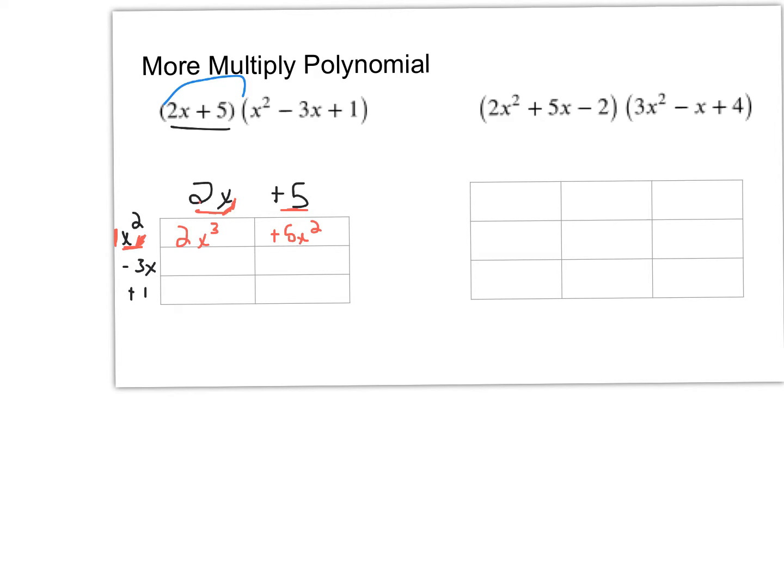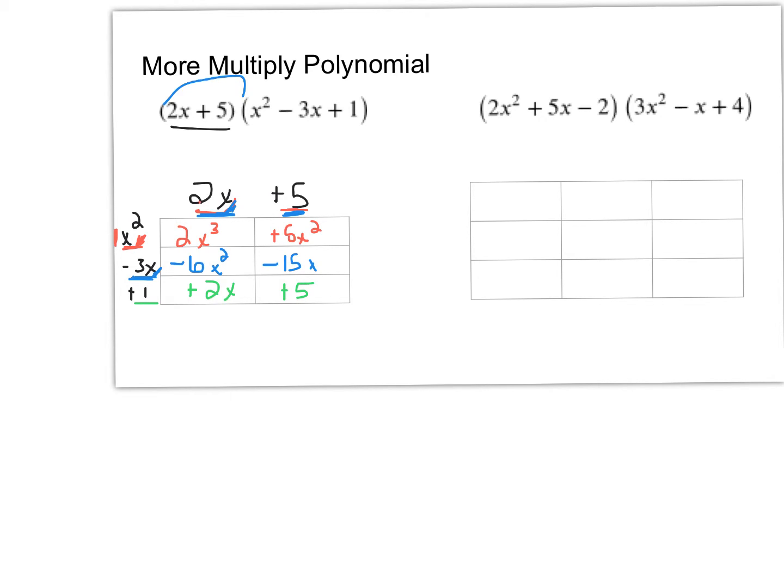All right. Now I'll go to the next level. So negative 3x times 2x. Negative 3 times 2, that's negative 6. x times x is x squared. Okay, negative 3x times 5. So negative 3 times 5 is negative 15. x with nothing there is just x. And now finishing up, 1 times 2x is plus 2x. And 1 times 5 is 5.